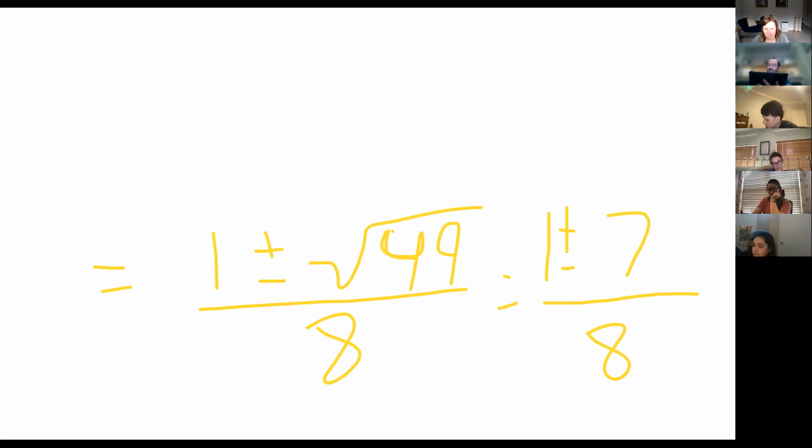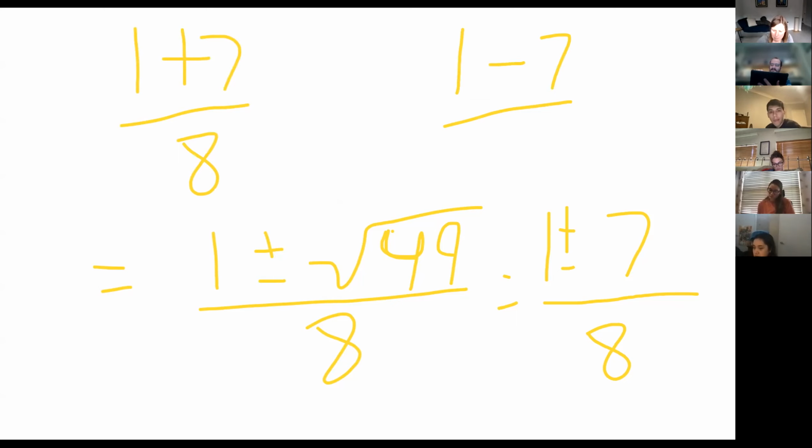Simplify, sorry. Yes, we can. What 2 things does that give you? That gives you 2 different things, right? Write those things out. One of them is 1 plus 7, right? The other one is 1 minus 7. So that'll be negative 6/8. So we got a little simplifying to do.